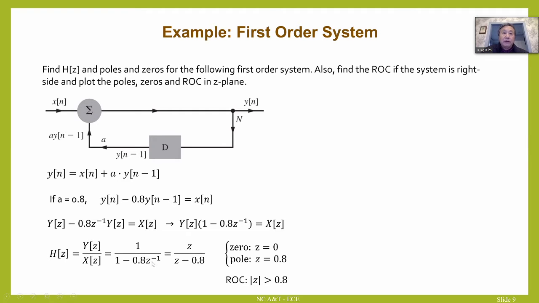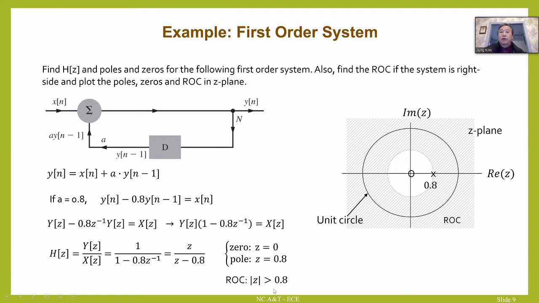Multiplying each term by z, in this case the transfer function H of z is z over z minus 0.8. Here we found the zero is at z equals 0, the origin, and the pole is at z equals 0.8. The region of convergence is the exterior of the largest pole, the magnitude of the largest pole, so 0.8. So this is H of z.